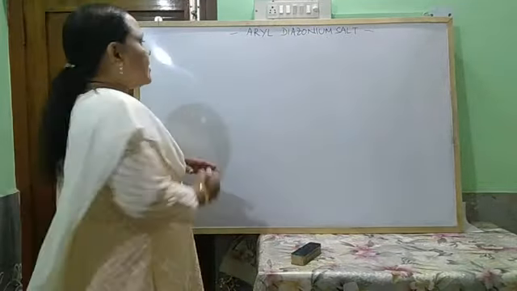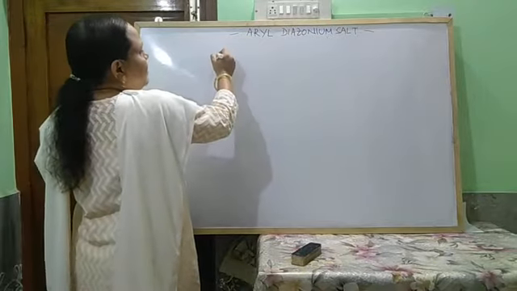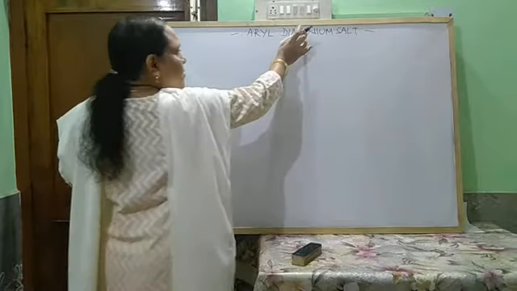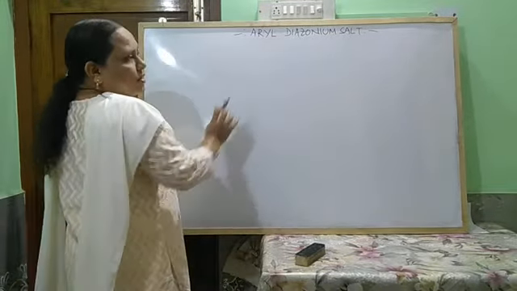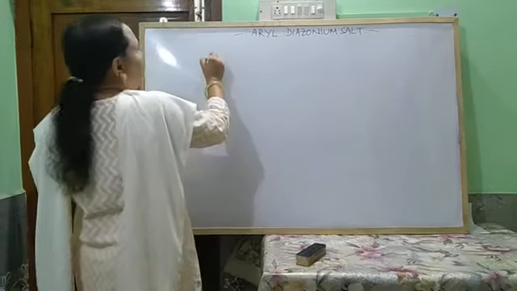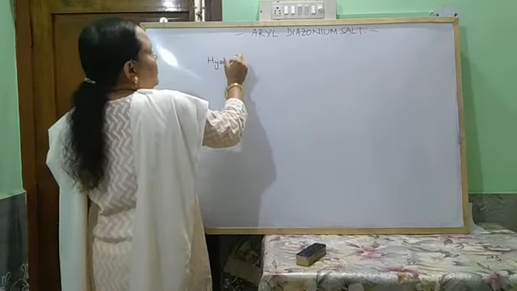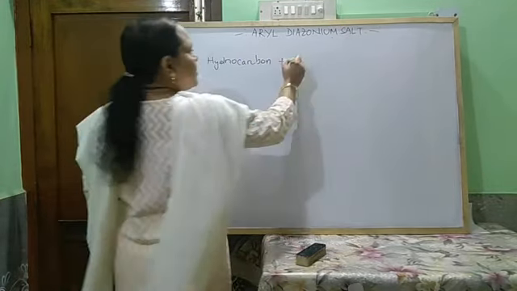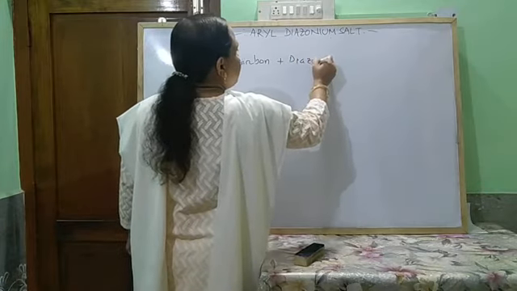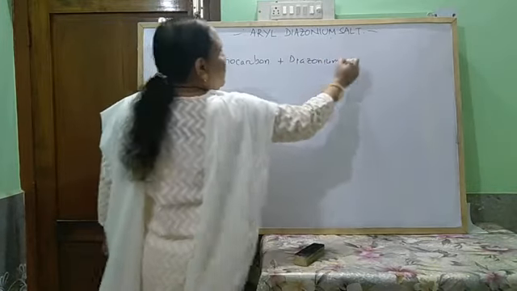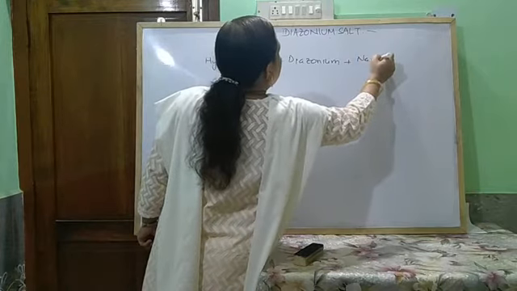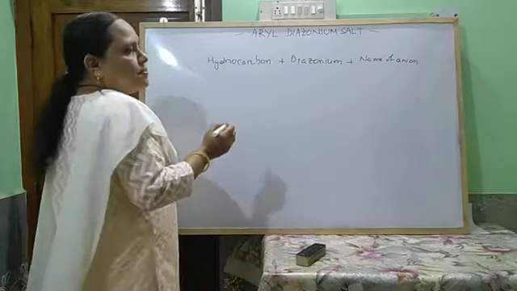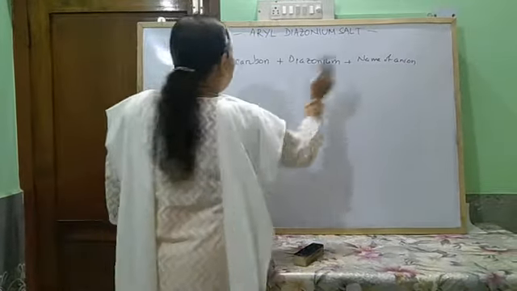So these compounds are named by adding a suffix diazonium to the parent hydrocarbon, followed by the name of the anion. So how to name? First the hydrocarbon part plus the suffix diazonium, then the name of the anion. These are salts, so this consists of two parts, a positive part, the cation, and a negative part, the anion.